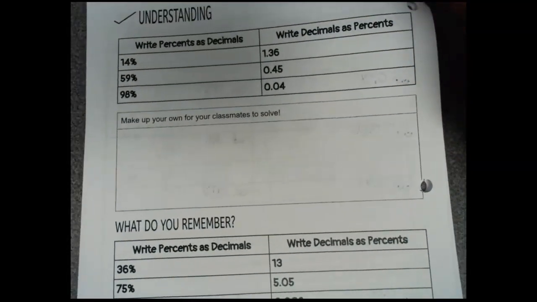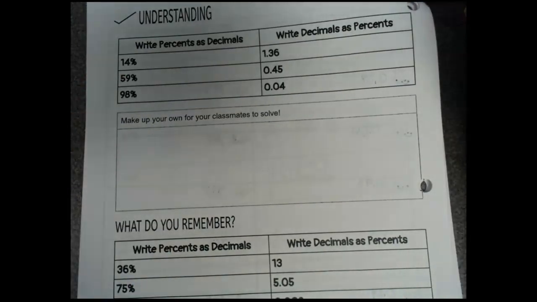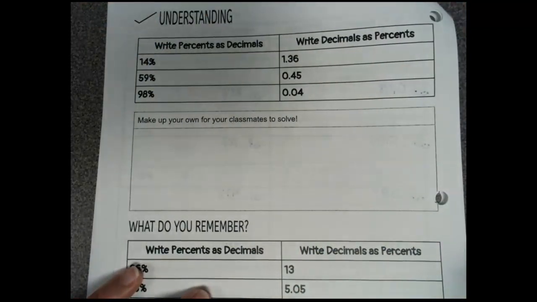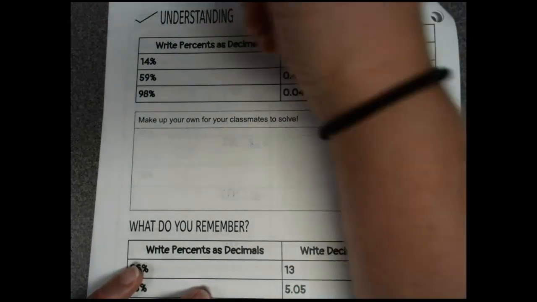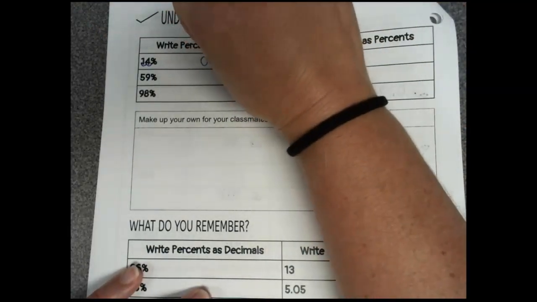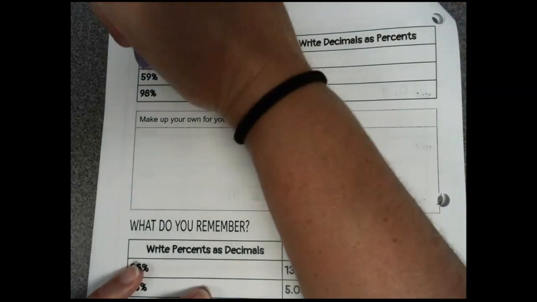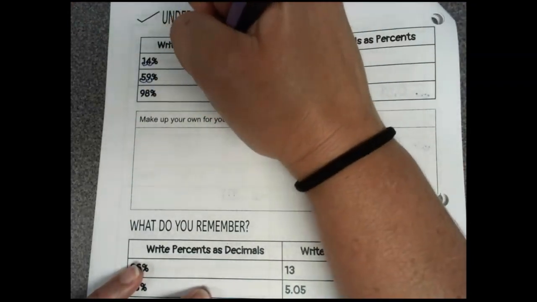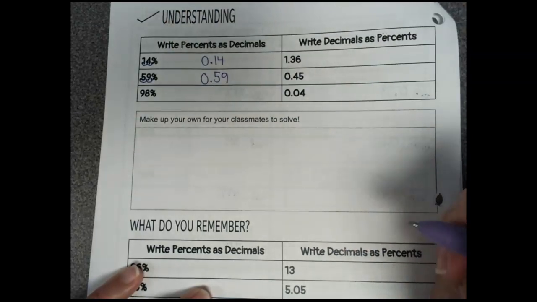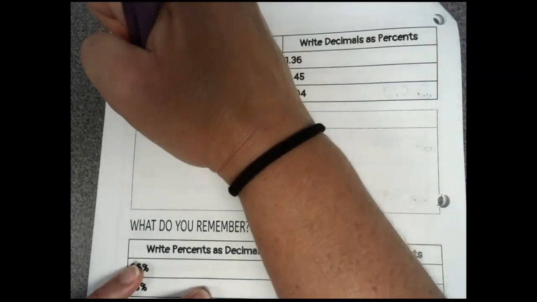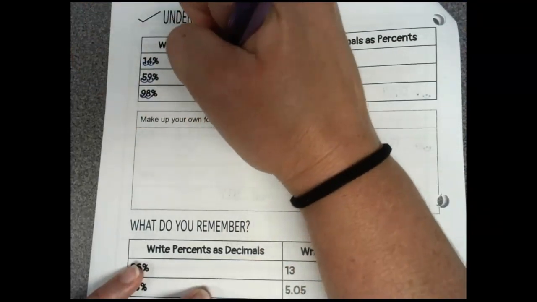Okay, let's look at our check understanding. I'm going to take this percent and I'm going to write it as a decimal. Remember, the decimal goes at the very end, so it's still a 14. We're going to move it 2 times to the left, so it turns into 0.14. The decimal goes at the end. We move it 2 times to the left, so we get 0.59. And our last one on this side, we put the decimal at the end, and we go 1, 2, so 0.98.